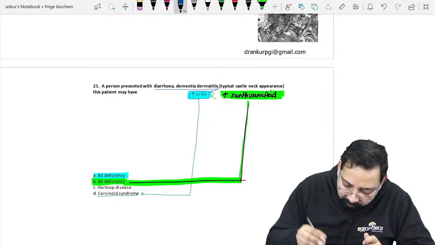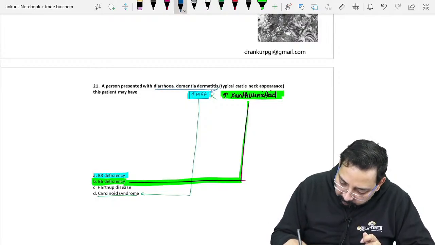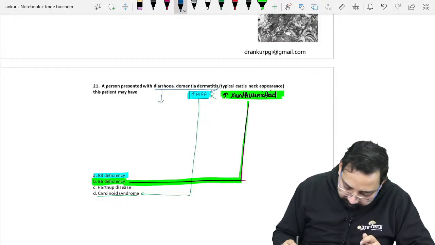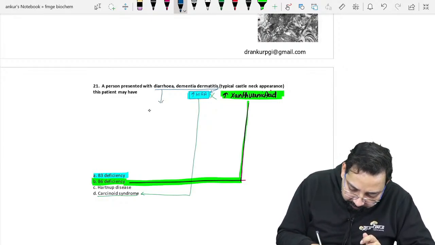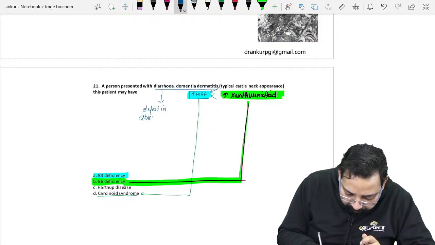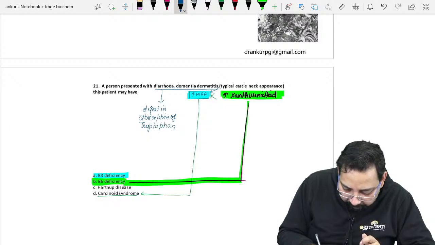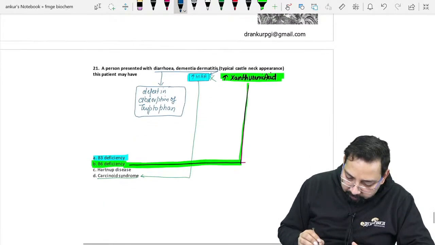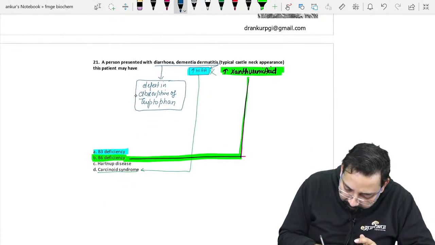In the same question, they gave, yes, very good, Shashi. In the same question which they gave, there is a defect in absorption of tryptophan. Defect in the absorption of tryptophan. Very good. You are giving the correct answer.